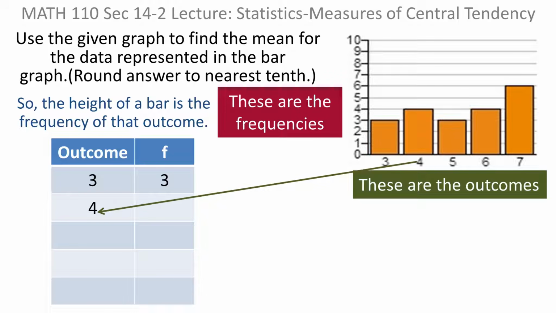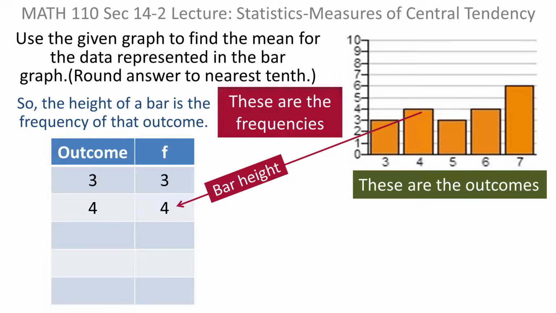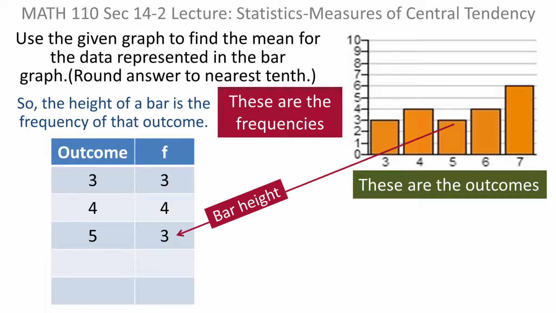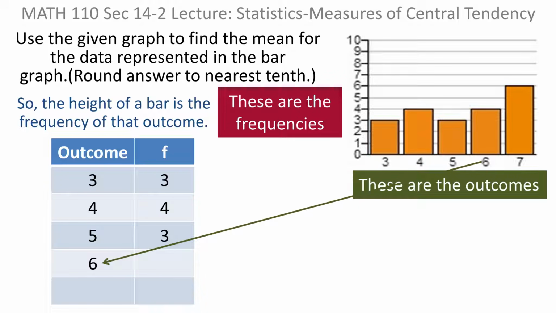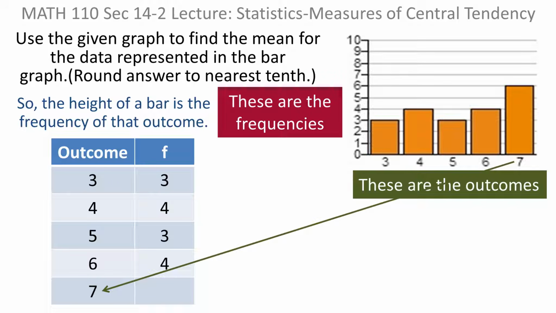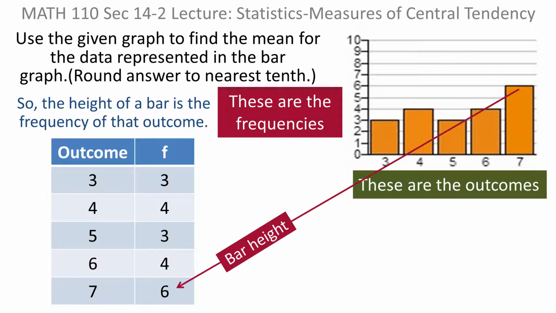Then you move to the next one. The next outcome is 4. The height of that bar is the frequency, and it happens to be 4. Then you move to the third one. The third outcome is 5. The height of that bar is 3, so the frequency is 3. Then you move to the next outcome, which is 6. The height of the bar is 4, so that frequency is 4. And finally, the last outcome is 7, and its bar height is 6, so that means its frequency is 6.